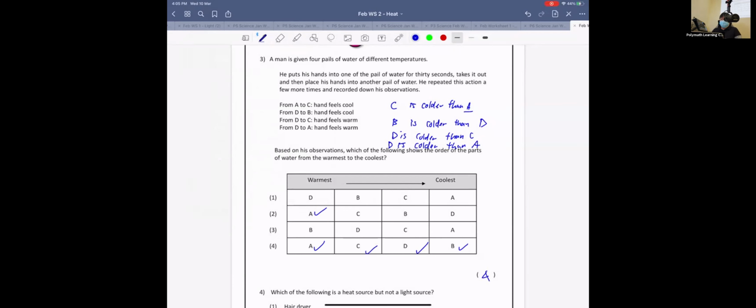Okay, so when you take it from A and you dip it in C, if it feels cold, that means C is colder than A.